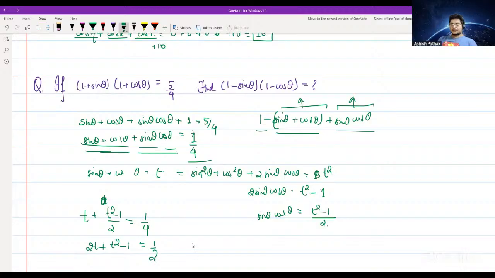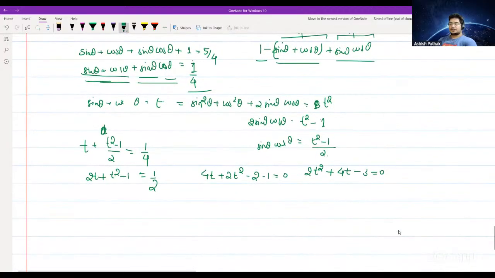Now, from here, you will take it as 4t plus 2t square minus 2 minus 1, which is equal to 0. So here you will write it as 2t square plus 4t minus 3, which is equal to 0. Now let's find the value of t with the help of the quadratic equation.